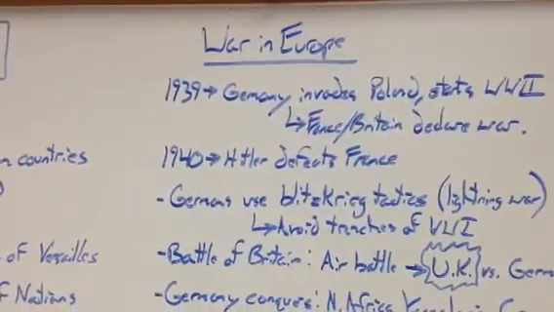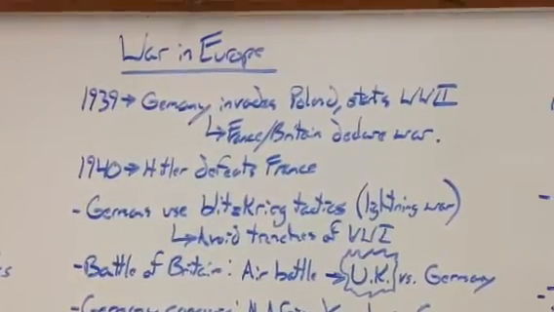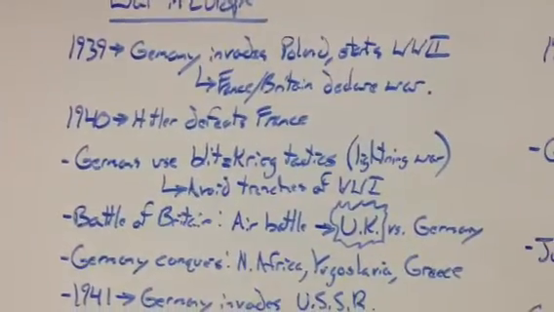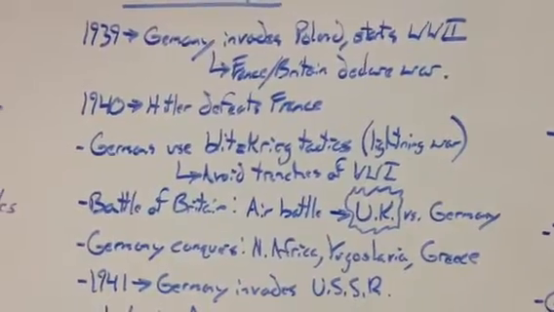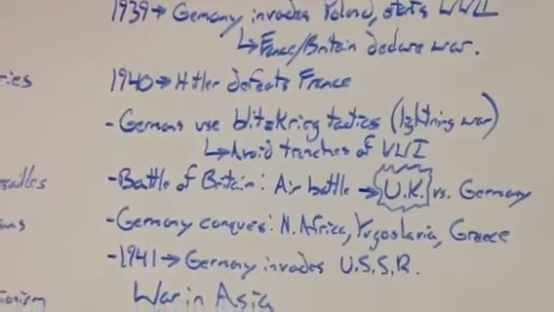In 1940, Hitler is going to defeat France. And the strategies the Nazis are using to crush Poland and to crush the French are called blitzkrieg tactics, which translates out as lightning warfare, very speedy tactics. And it's all about mobility. They're trying to avoid the trenches and the stalemate of World War I.